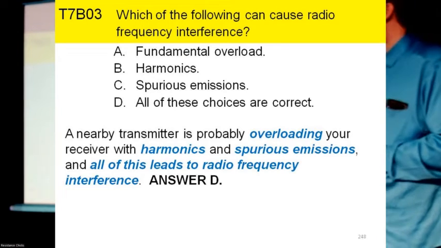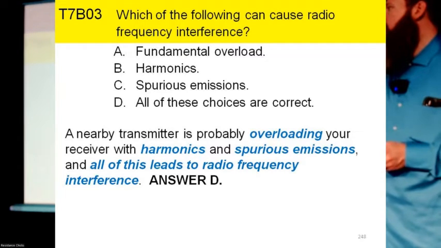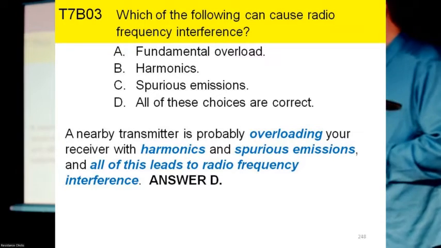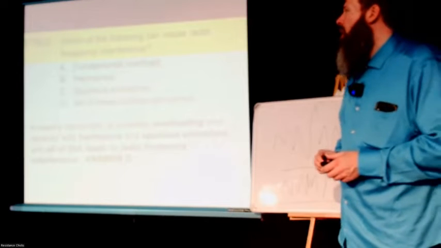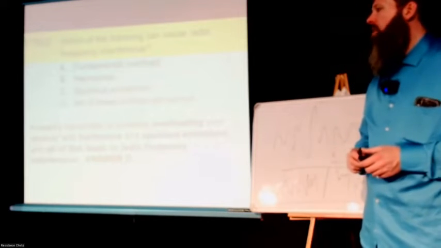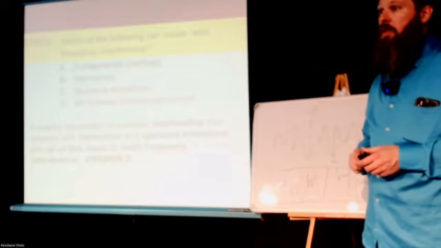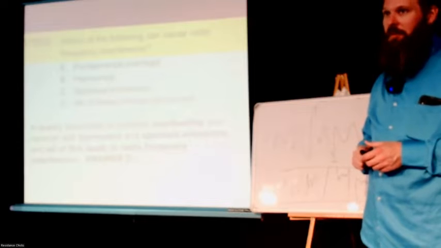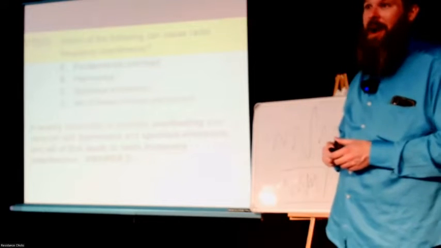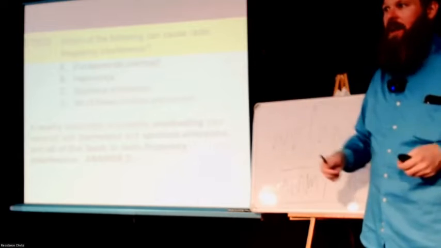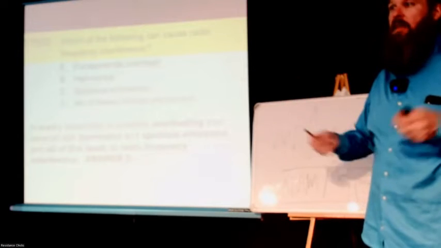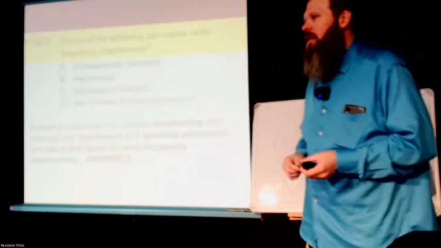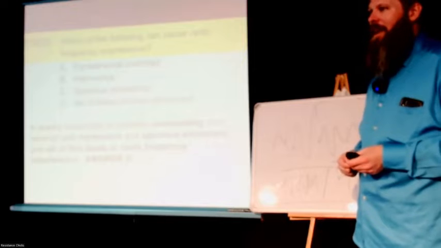Which of the following can cause radio frequency interference? The answer is all of the above. Okay, fundamental overload is that you have a very strong signal. So if you listen to AM radio, but you live 5 miles outside WLW in Cincinnati, you probably can't listen to WLW. It's so powerful, it just blows away your radio. Your radio is overwhelmed by the strength of the signal. It's just the way it works. So around VOA Park, yeah, you'd have a lot of problems there.